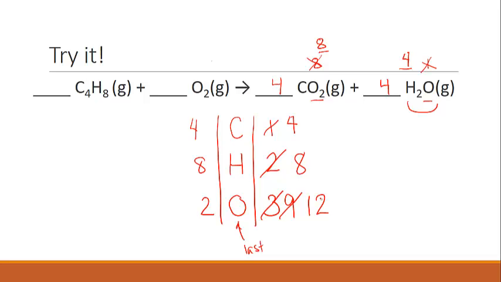So now I can balance my oxygen, because notice that oxygen on the left is only by itself in packages of 2. How many of those O2s would I need to equal out the 12 on the right side? I would need 6. 6 times 2 is 12. And this is my balanced chemical reaction.